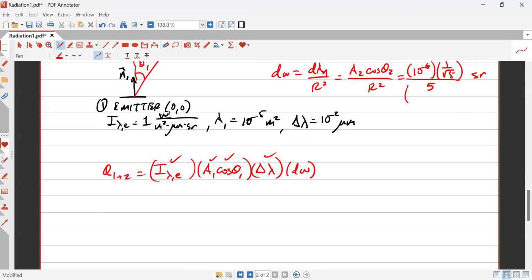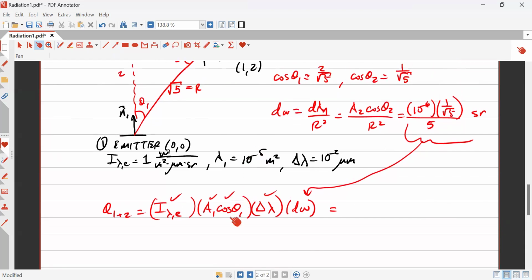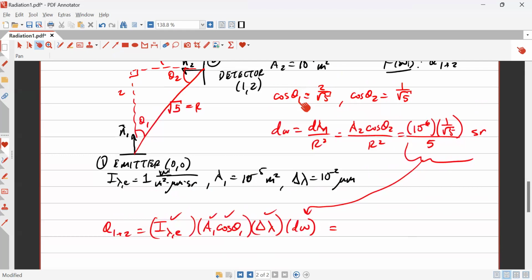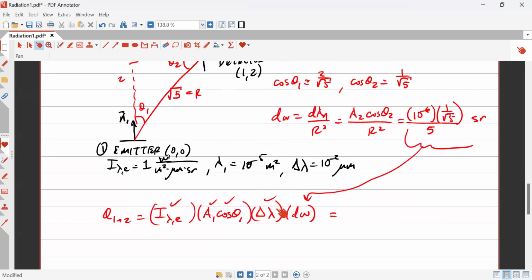All this has units of steradians. So we can stick this into here. And if you do all the calculations, in other words, you have a value of 1 watt per meter squared micron steradian here, 10 to the minus 5th times 2 over square root of 5. You've got 10 to the minus 2 microns, and then you have this value here for steradians. What you get, when it's all said and done, is 8 times 10 to the minus 5 watts.